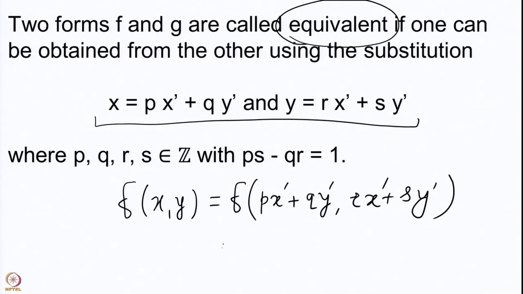So, this will be another form in new variables x prime and y prime, and this new form, a different integral binary form, will be said to be equivalent to our earlier binary form f. Now, I made this comment in the last lecture and I make it again, that this is an equivalence relation. This is why we use the word equivalent.